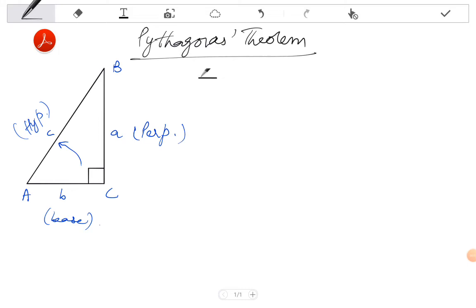And we have already introduced Pythagoras theorem. What is Pythagoras theorem?